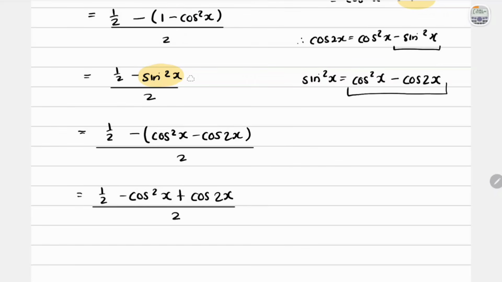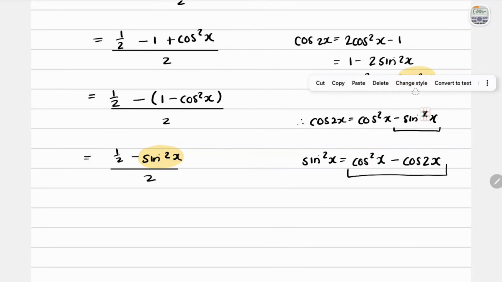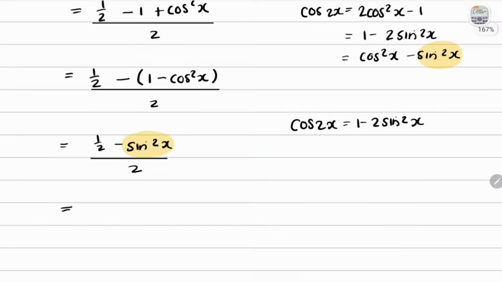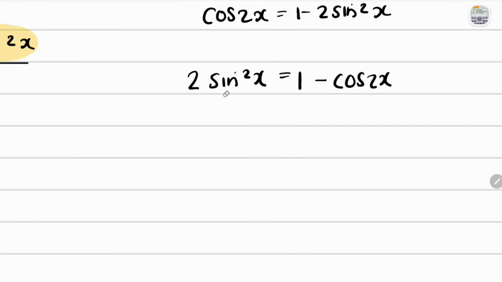So let's rethink that. Instead of using what we used there, I'm going to just use that. Okay, 1 minus 2 sine squared x. So this is what we're going for now. With this, I'm going to try and make sine squared x the subject. So we can take -2 sine squared x over, and that would become +2 sine squared x. And then you see we still have a 1 here, and we can take the cos 2x over. So it's minus cos 2x.